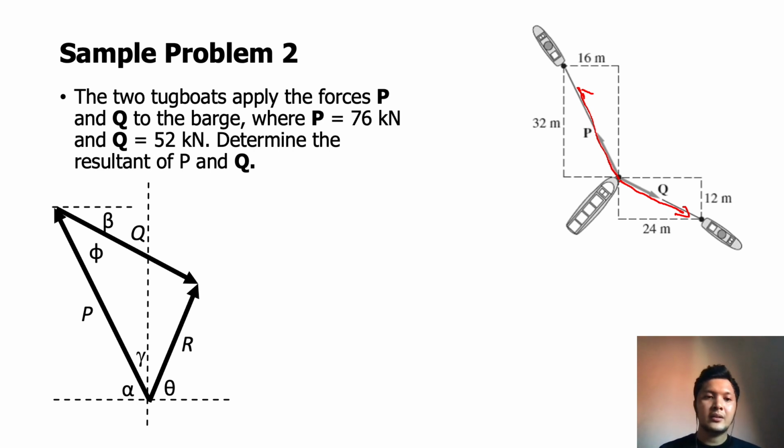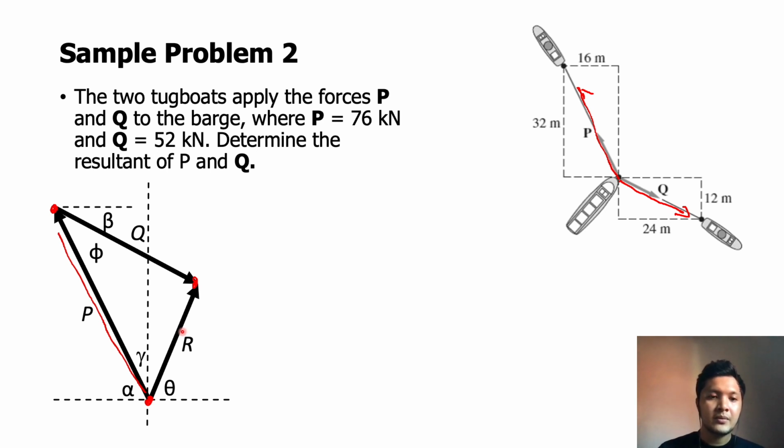So if you redraw this, let's first draw vector P, which is directed towards this direction. So this is vector P, and then we draw the next vector, which is Q, from the tip of vector P, going here. And then to draw the resultant vector, we draw it from the tail of vector P going to the tip of vector Q here.